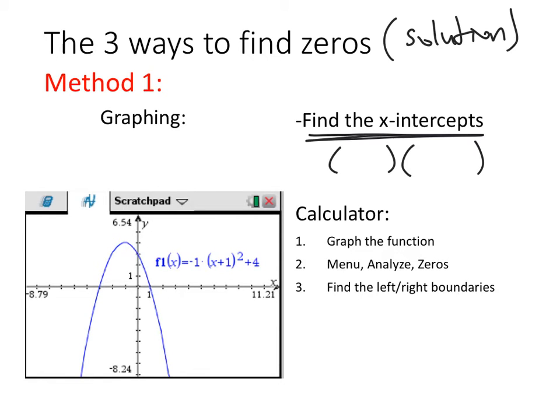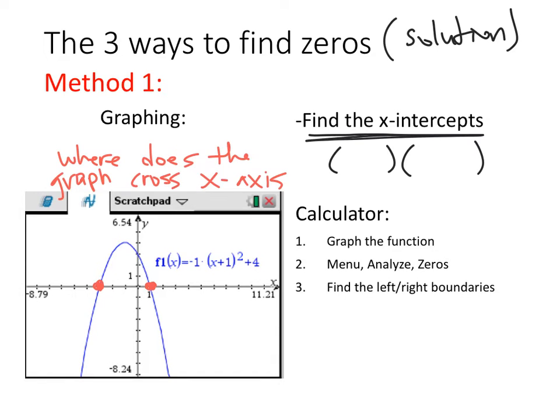So if we look at this graph here, this is the same graph that I used before in the other part. Look at where the function will equal 0. So where does the graph cross the x-axis? Here we have x equals 1, and then over here we have x equals -3. Now if I was to write those out as a solution, this would be (-3, 0) and (1, 0).